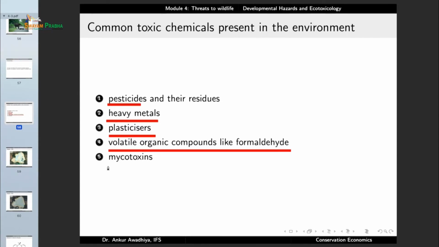Or mycotoxins. Now, mycotoxins are toxins that are released by different fungi. Myco refers to a fungus, and mycotoxin is a toxin that is being created by a fungus. But what is happening is that because we are changing the environment to such a large extent, we are increasing the amount of mycotoxins that are present in the environment. What is the impact of these mycotoxins on different organisms is also something that ecotoxicology will try to decipher.